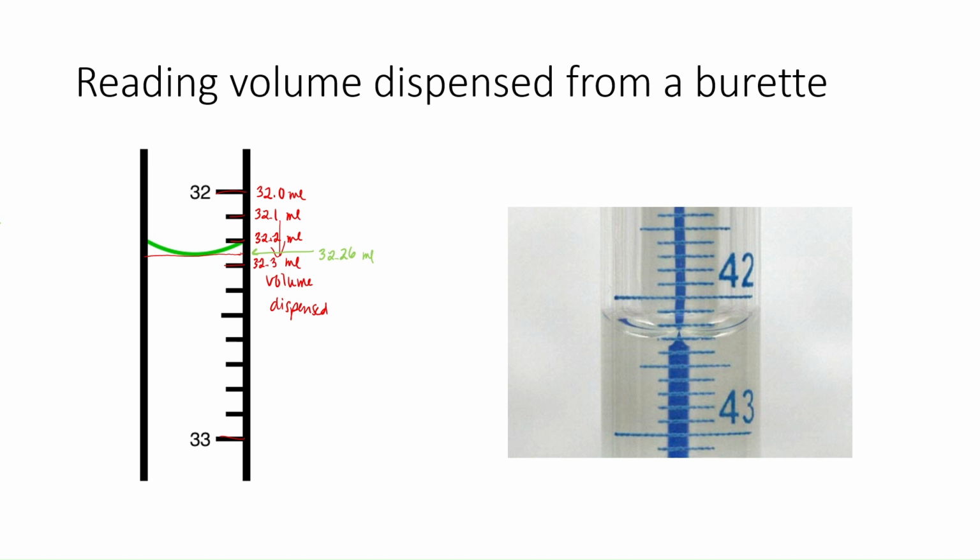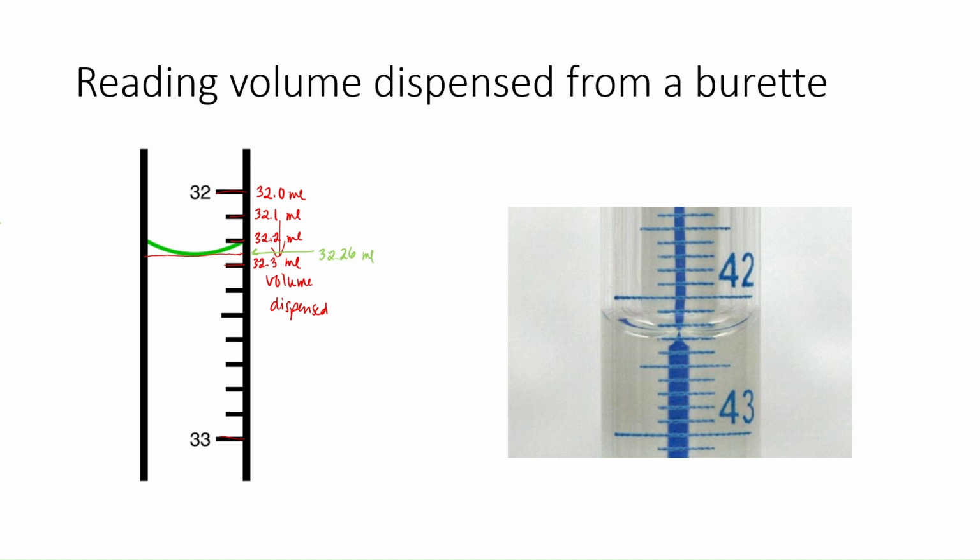And it's okay for that last digit to have some uncertainty. Maybe it's 32.25, maybe it's 32.26. But we know for sure it's not 32.21 or 32.28. So that's why we want to add in that extra uncertain digit at the end.